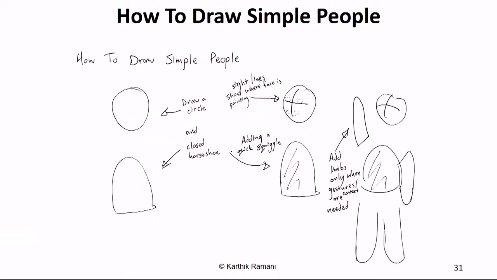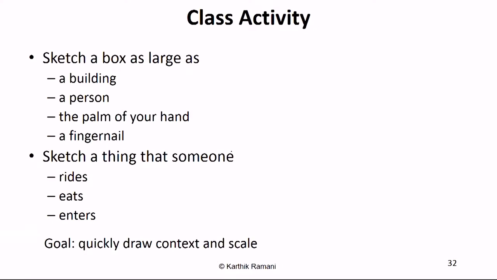So just learn to draw simple people, a circle at the top, body at the bottom, and a quick squiggle, and then adding limbs, gestures as needed. So now I want you to sketch a box as large as a building, a person, a palm of your hand, a fingernail. Or you can sketch a thing that someone rides, eats, and enters. You can choose any one of them. Quickly draw the context and scale. I'll take a few minutes and then come back and watch the rest of the discussion.